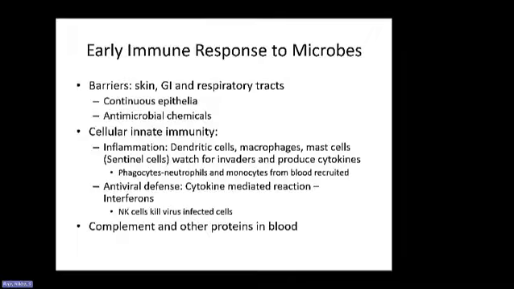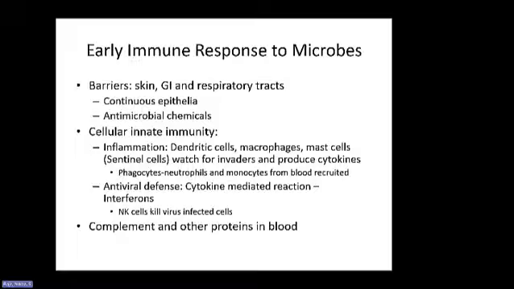The immunity is provided in terms of inflammation and antiviral defense. So these are two mechanisms in which the innate immune system provides an immune response. It causes inflammation and it causes antiviral defense. So what produces that inflammation?